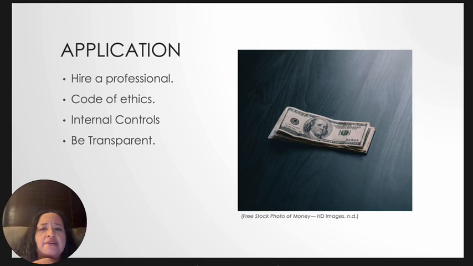Number 1, hire a professional. And if you don't think you have the need or can afford a full-time professional for your startup, for your new corporation, or even for the corporation where you currently work, even if you're a nonprofit or something like that, hire a consultant to go through your finances and make sure that everything is good, to audit for you. Hire a professional HR person.